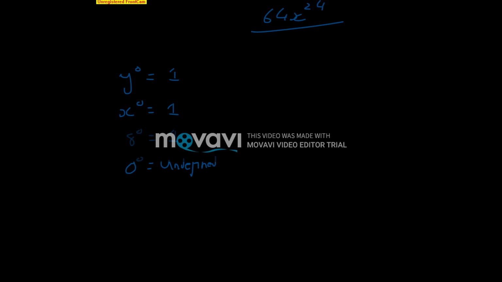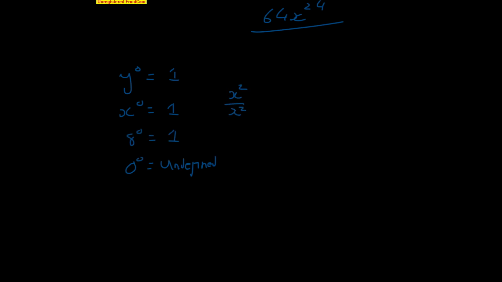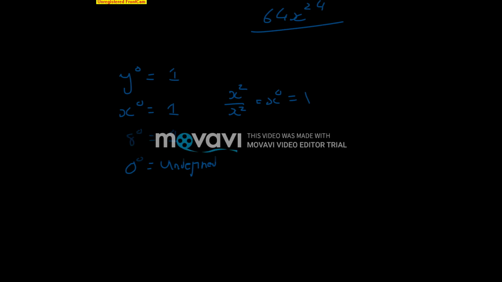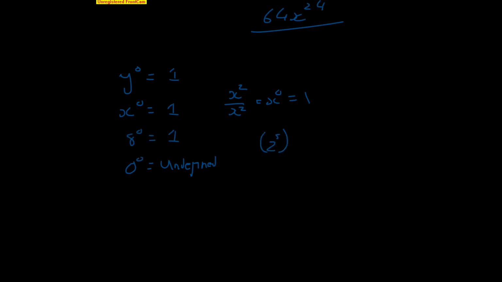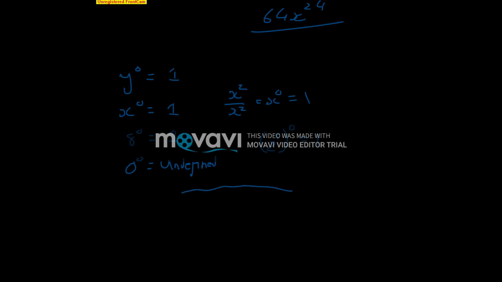Anything to the power of 0 is going to be 1, and like we said, just think, if you do x squared divided by x squared, 2 minus 2 is 0, so that's x to the 0, and that's 1. And it makes sense. Something divided by itself gives you 1. 1 divided by 1 is 1, 2 divided by 2 is 1. So it's the same thing here. The power of 0 gives you 1. So if I say 2 to the power of 5, to the power of 0, it's just going to give us 1. You can work all that out if you want, but it's just going to give us 1. So anything to the power of 0 is 1.